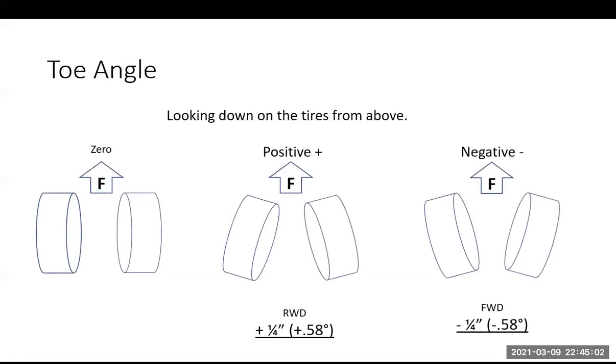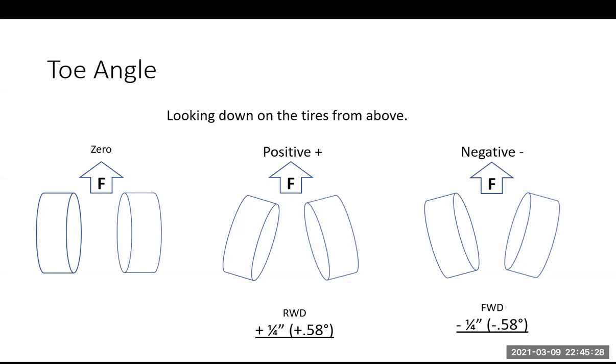The toe angle is the last angle we're going to consider. You look at this angle looking down on the tires from above. If the tires are pointed straight ahead, that's a zero toe angle. If they're pointed slightly in, that's a positive toe angle. And if they're pointed out, that's a negative toe.